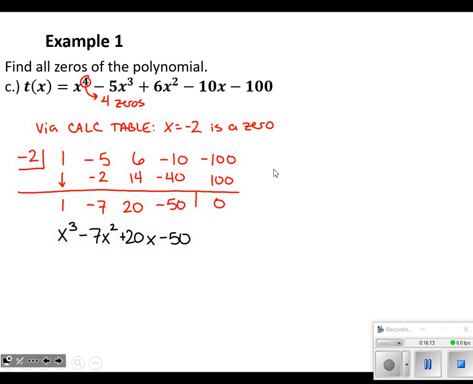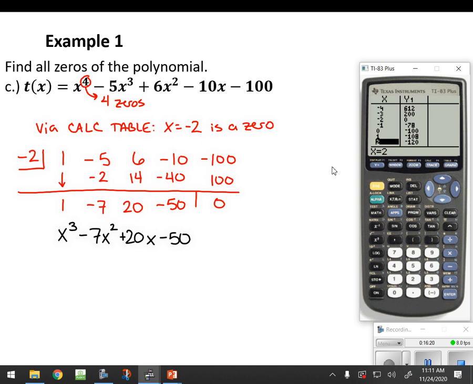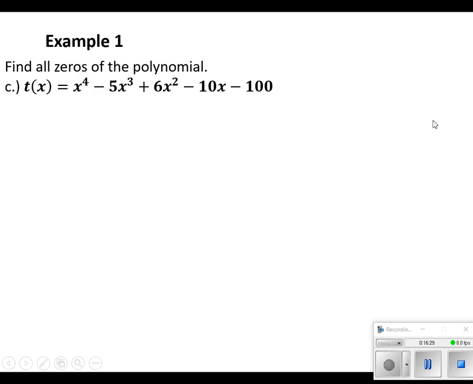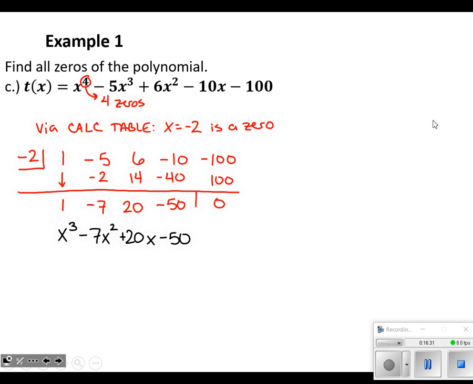Let's go back to our calculator. -2, or yeah, -2 works. Let's see if we can find another one. 5. Okay. So we'll do this work in blue. Our calculator also told us that x equals 5 is a 0. 5 goes into the box, and then I'm going to use this polynomial, that 1, -7, 20, -50.